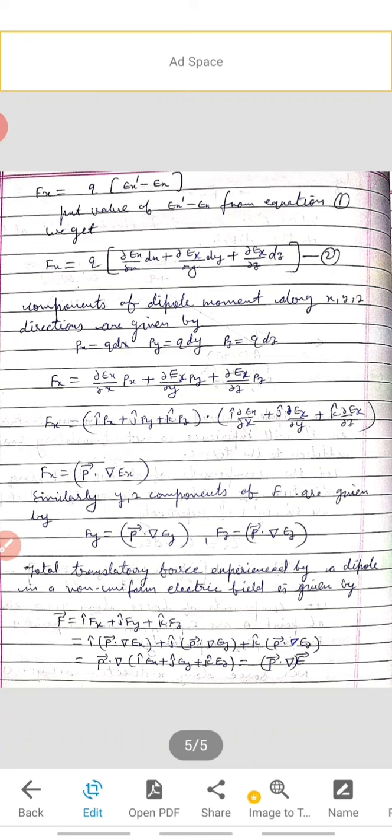And finally we get F is equals to P dot del of i cap Ex plus j cap Ey plus k cap Ez, and we can write it F is equals to P dot del E. This is the total translatory force experienced by a dipole in a non-uniform electric field.